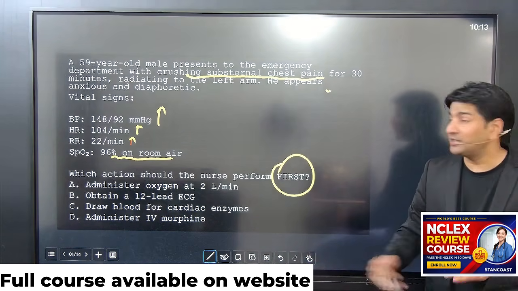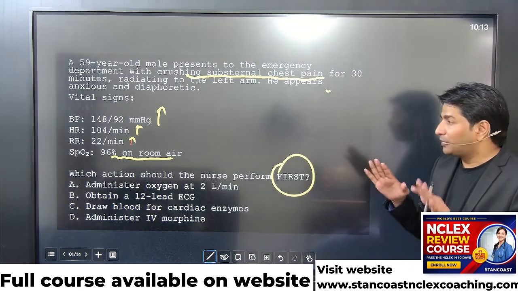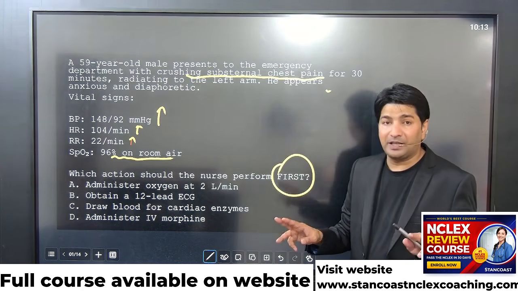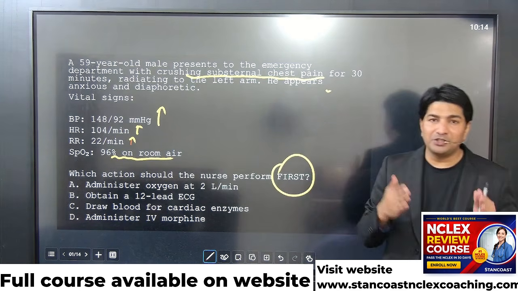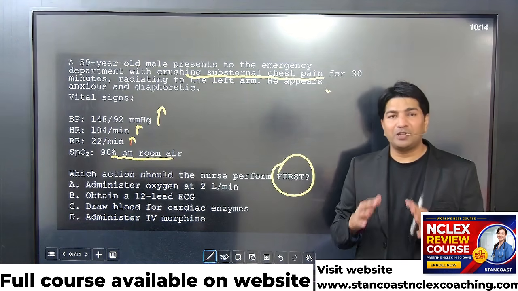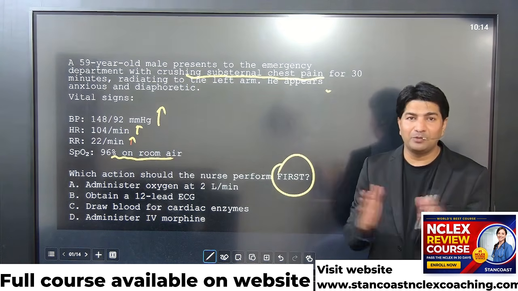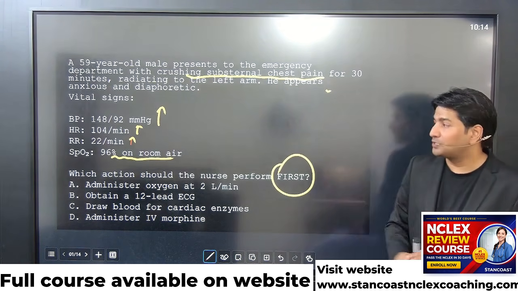However, we first need to see if the patient's saturation is normal. If it is, we won't give oxygen. We'll move to the next priority. But if saturation isn't normal, meaning the patient has hypoxia or saturation is below 90, then we'll give that patient oxygen. Normally, you should remember one principle.